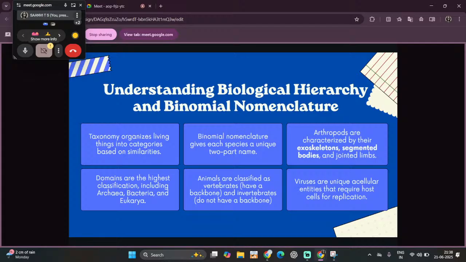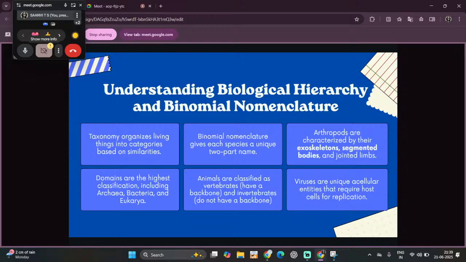Wonderful, guys. So the arthropods are characterized by the exoskeletons, segmented bodies, and jointed limbs. Domains are the highest classification, including archaea, bacteria, and eukarya. Animals are classified as vertebrates. Vertebrates are those which have a backbone. Invertebrates are those which do not have a backbone.